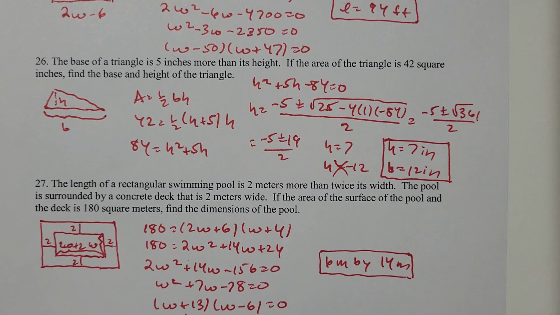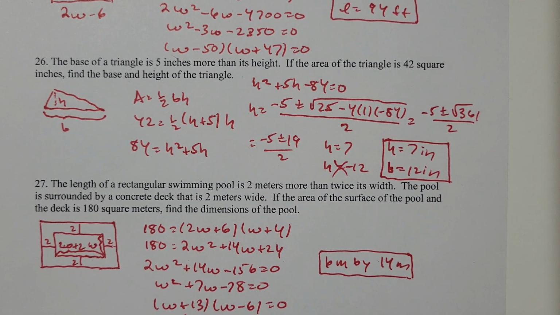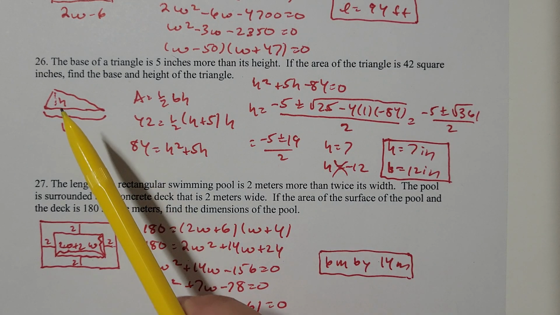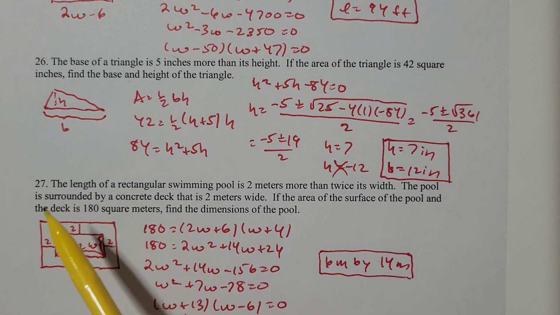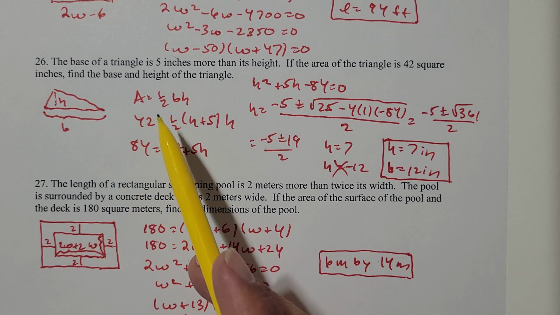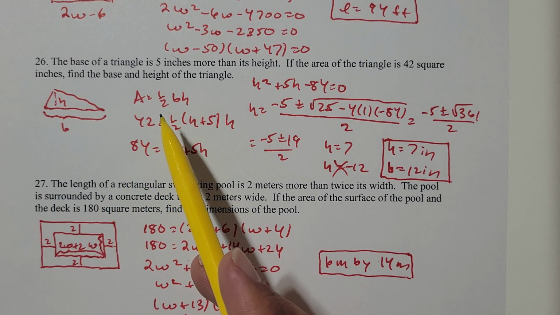In problem 26, it says the base of a triangle is 5 inches more than its height. If the area of the triangle is 42 square inches, find the base and the height of the triangle. Okay, so I have this triangle. Here's the base and here's the height. Now the area of any triangle is always 1/2 base times height. So that's going to be the general formula that I'm starting off with.